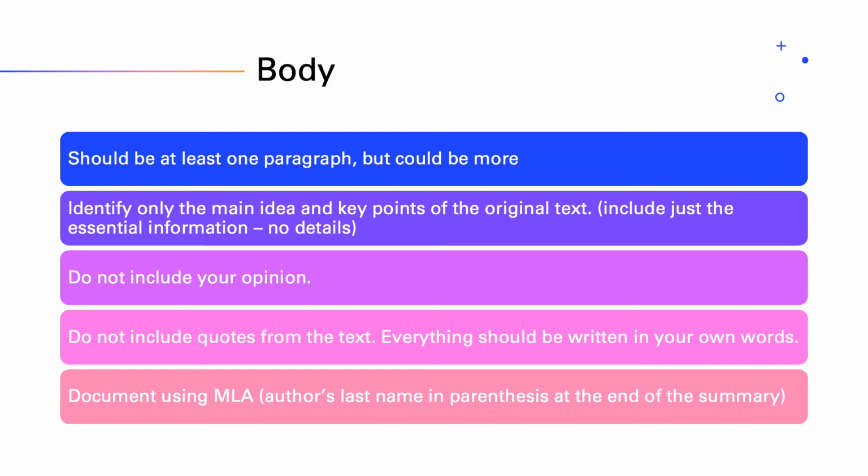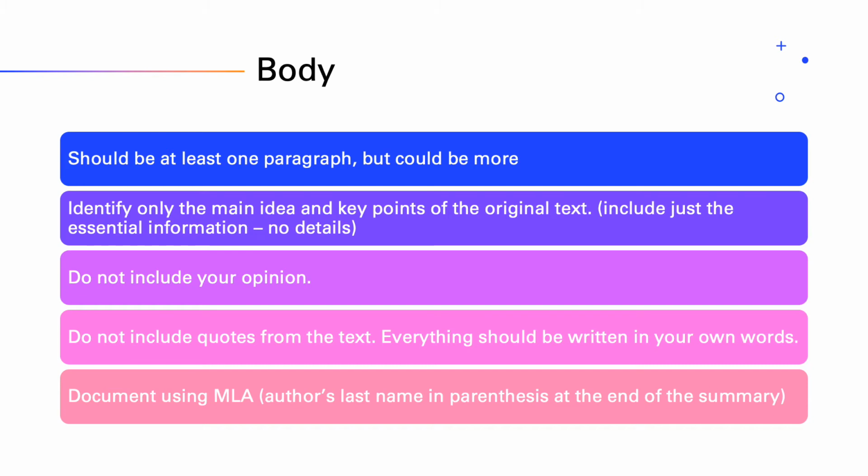You want to identify only the main ideas and the key points of the original text. You do not want to include any supporting details here. You just want to focus on the key ideas and key points that the author is making. Here's the biggest thing where students always lose points. Do not include your opinion. So the word I should not be mentioned at all in your summary. You should only be focusing on the things the author is saying. Do not include quotes from the text. In a summary, everything should be written in your own words.